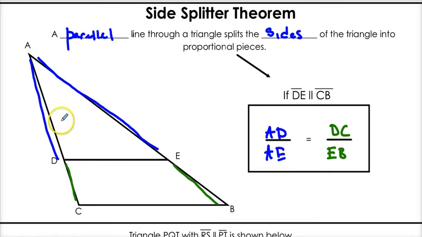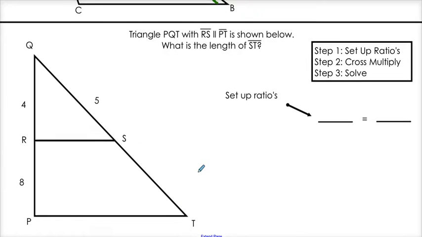The other condition is that the sides have to be across from each other. It can't be like here. That's not across. It has to be across from each other for this to work. So those are the two big things. If they're parallel and they go across, then you can use the side splitter theorem.